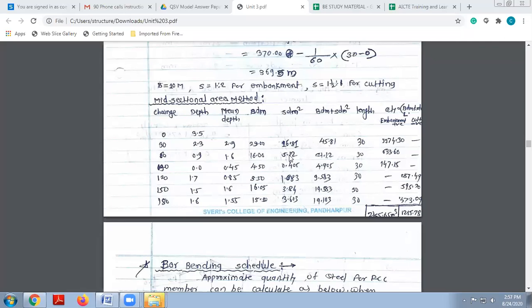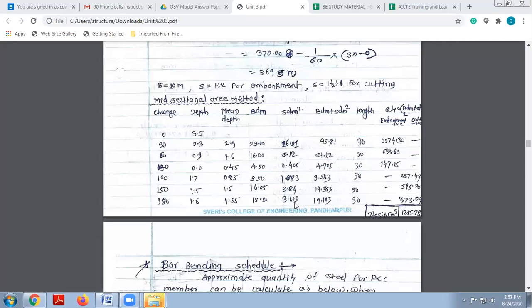Okay, so the value of slope is 2:1 for embankment and 1.5:1 for cutting. You can do the corrections accordingly. Then at 150 meter chainage, the area of the triangular portion becomes 3.84. At 180 it is 3.603.